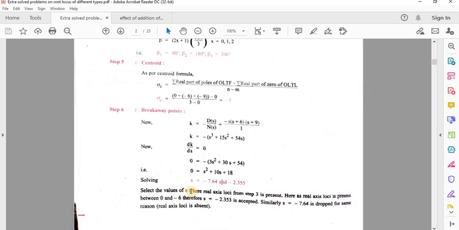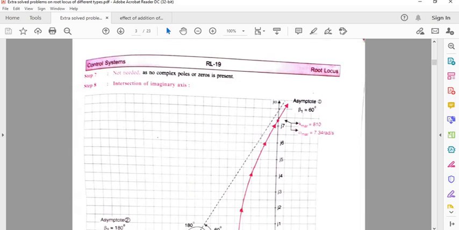Now the next step is angle of arrival or departure. It is not required because we do not have any complex poles or zeros. If we have complex poles, then we are going to find out the angle of departure. If we have complex zeros, then we have to find out the angle of arrival. In our problem it is not there, so no need of that step.